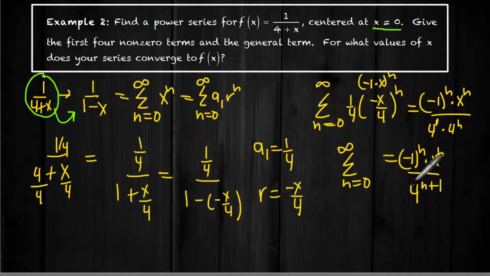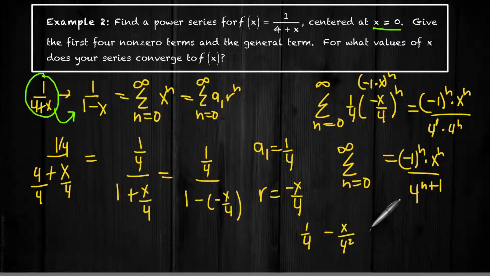Now it wants us to write out the first 4 non-zero terms. So we will plug in n equals 0. When n equals 0, we have negative 1 to the 0, which is 1. X to the 0 is 1. And 4 to the 0 plus 1 is 4, so we already knew our first term was 1/4. And then when n is 1, we have x to the first over 4 squared. And there's going to be a negative because negative 1 to the first is negative, so that's going to be negative x over 4 squared, which is 16.